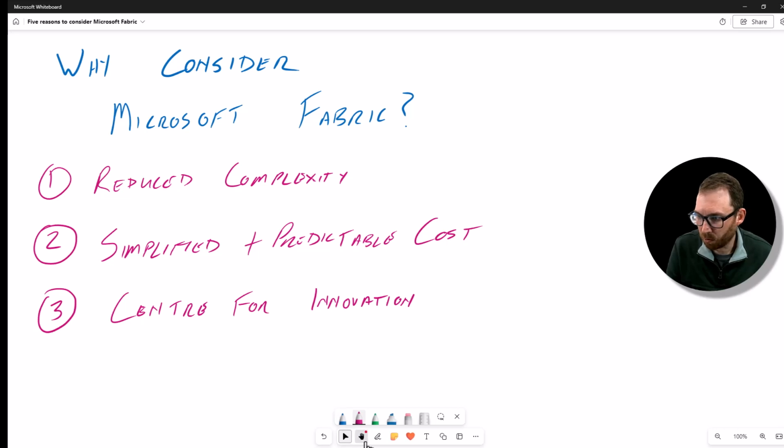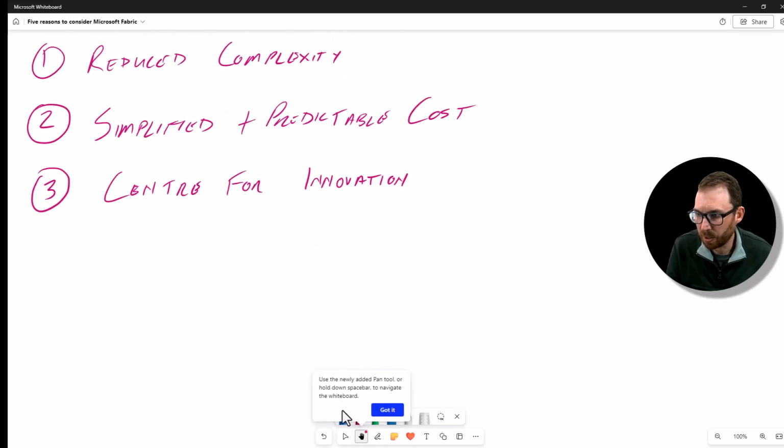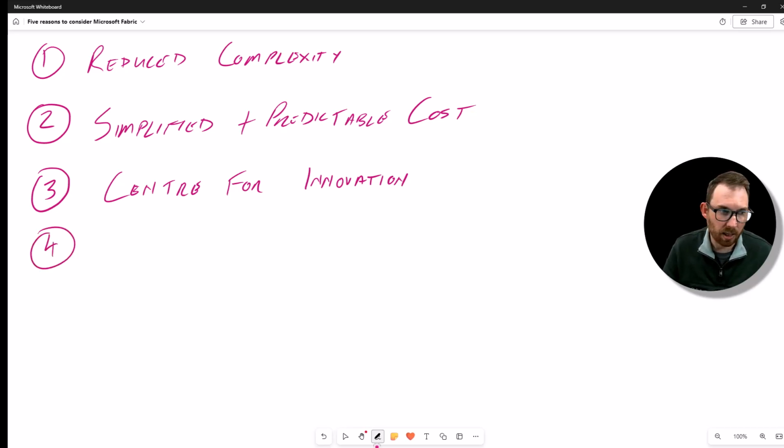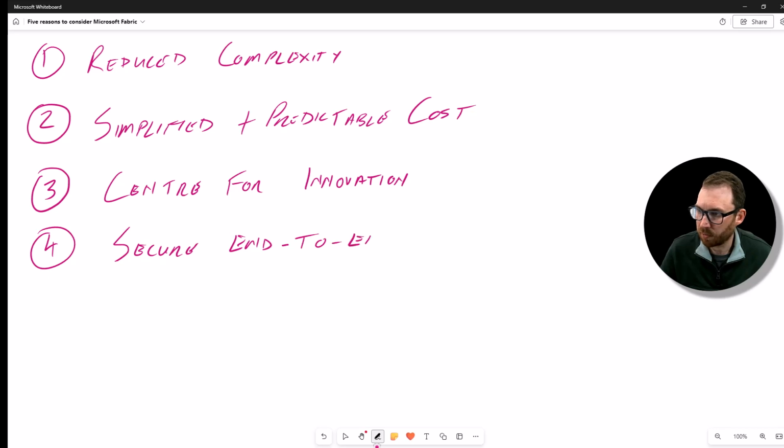The fourth reason, but I'll move my page up a little bit, to think about why I consider Microsoft Fabric, is security. There are probably 2 ways I think about this. I'm probably going to oversimplify it, but maybe there are more than 2 ways.